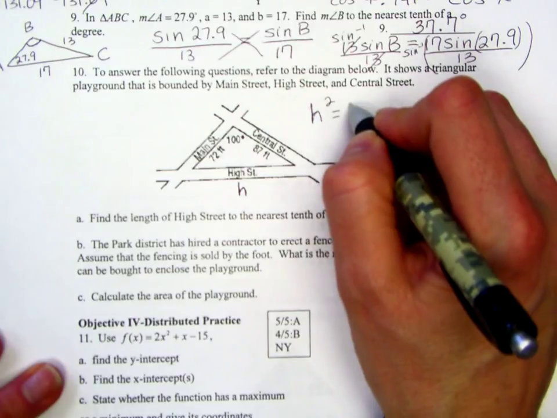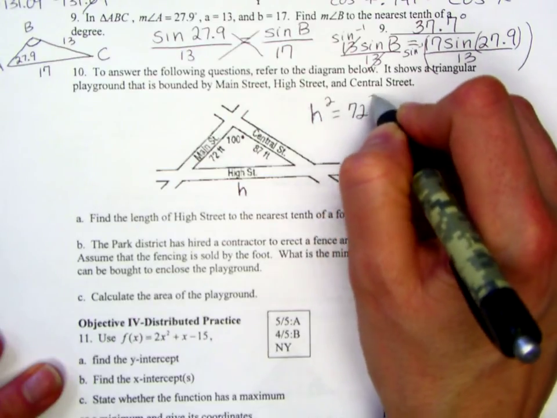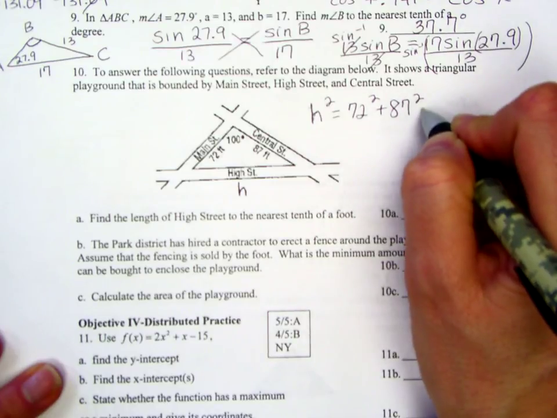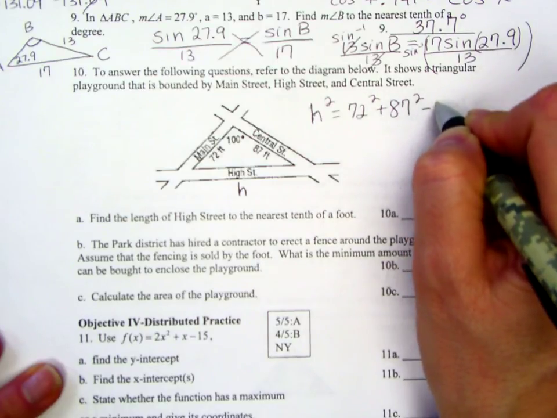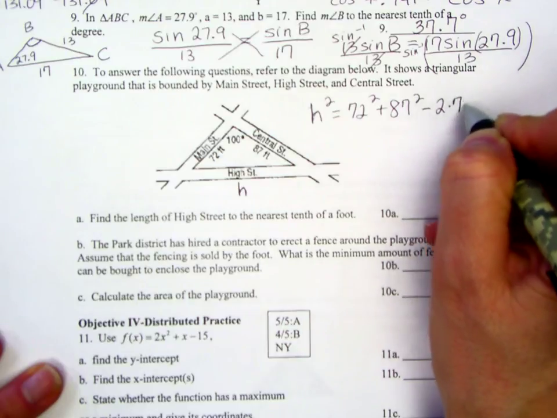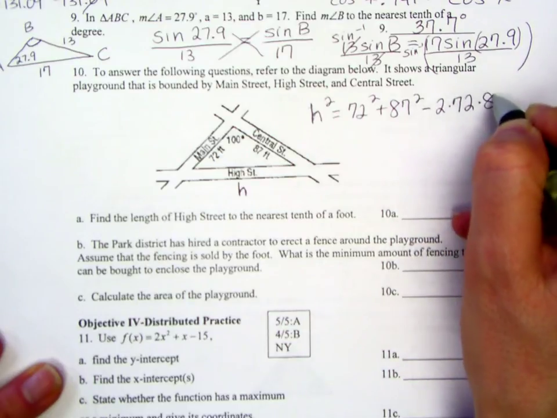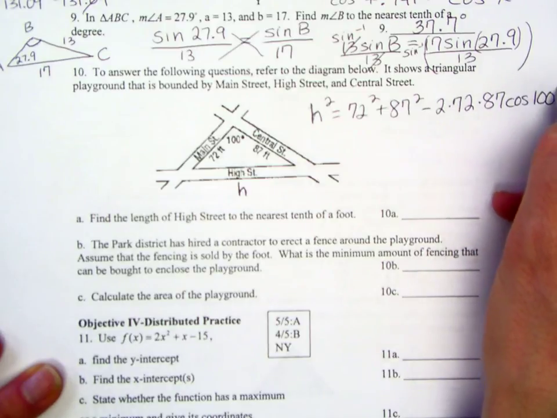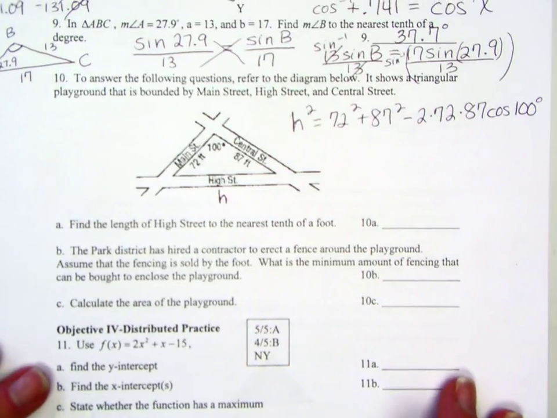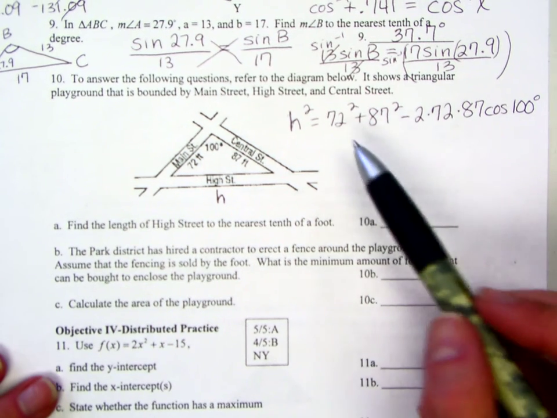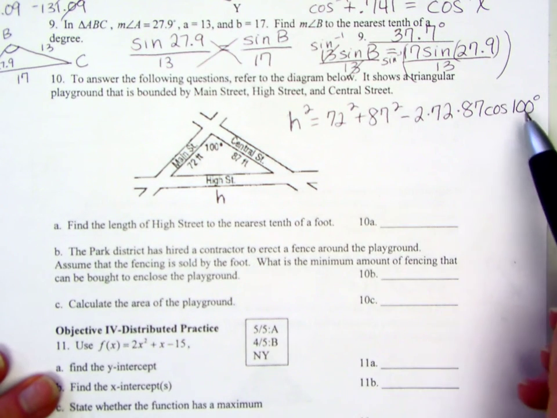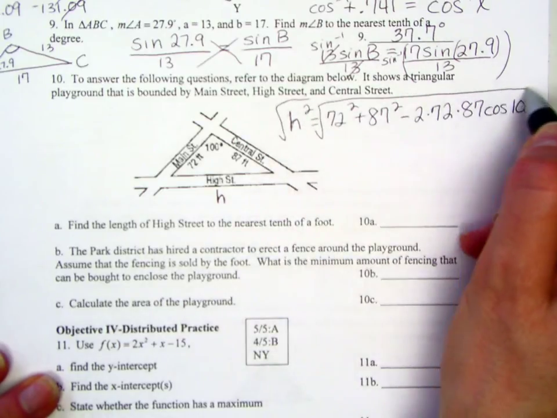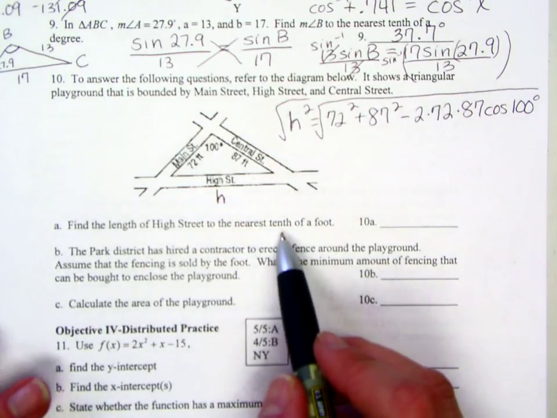equals, help me keep going, 72 squared plus 87 squared minus 2 times, all right. All right, cosine of 100. Again, the reason I think this is easier is because this is all just numbers. You know, I can just type all that in and square root it. Okay, and we're rounding to the nearest tenth again.